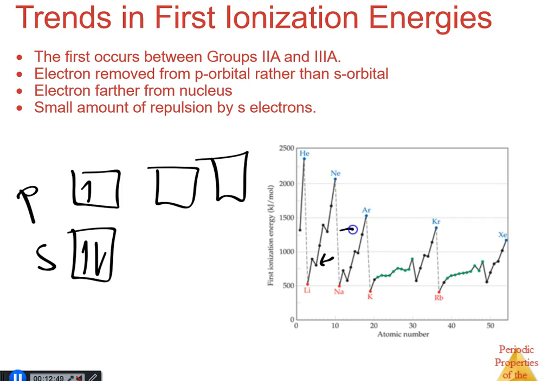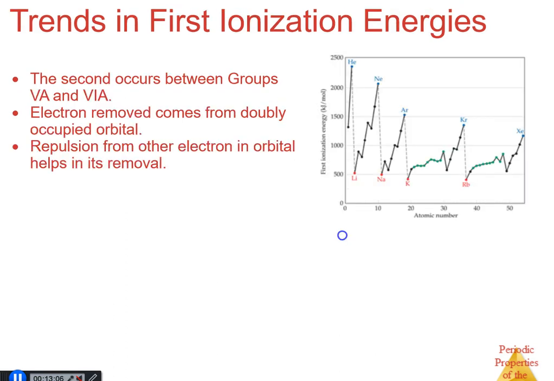And if it's easier to remove, whoops, I guess I already drew that arrow. That's why we had that dip in ionization energy. Okay? What's that? Yeah, that's the next slide, and it's pretty easy to understand in my opinion too. Okay. The second one occurs between group 5 and 6.